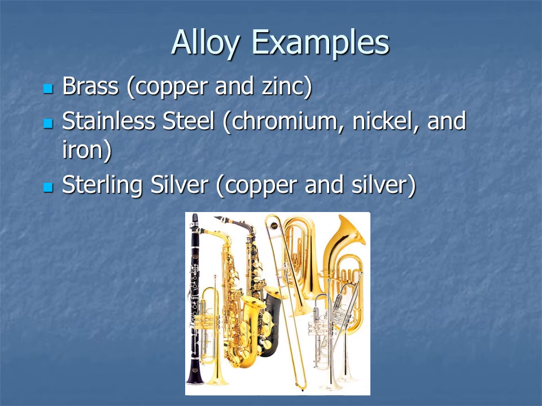Examples of alloys: brass. Brass is a metal that's actually made of copper and zinc. Stainless steel is an alloy that's made of chromium, nickel, and iron. And sterling silver is actually made up of copper and silver. So all of these common things that you think are just metals that exist by themselves are not. They're actually mixtures of metals. And a metal mixture is just called an alloy.